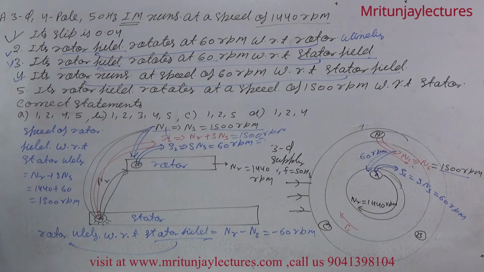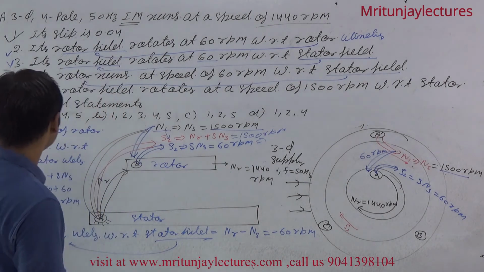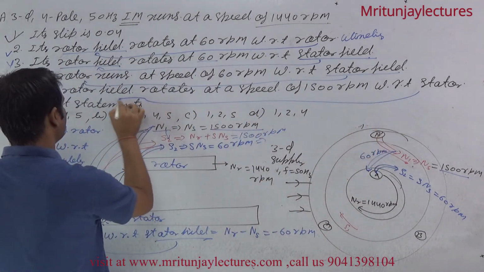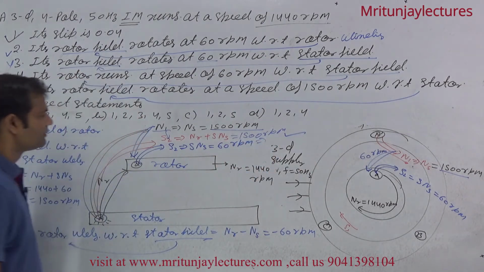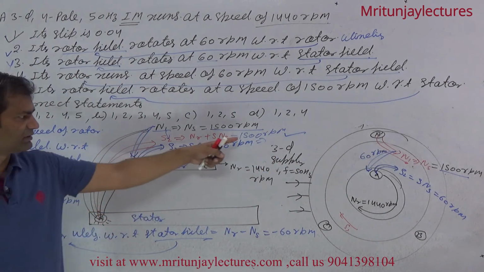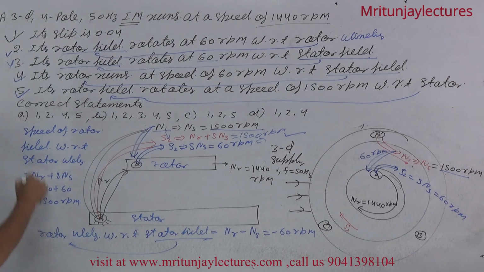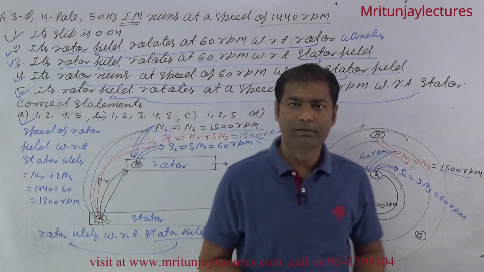Now the last one: the rotor field rotates at a speed of 1500 rpm with respect to the stator. Rotor field, I have already discussed. Rotor field with respect to the stator winding is 1500 rpm. The fifth is also correct. So which ones are correct? 1, 2, 4, 5 are the correct options.